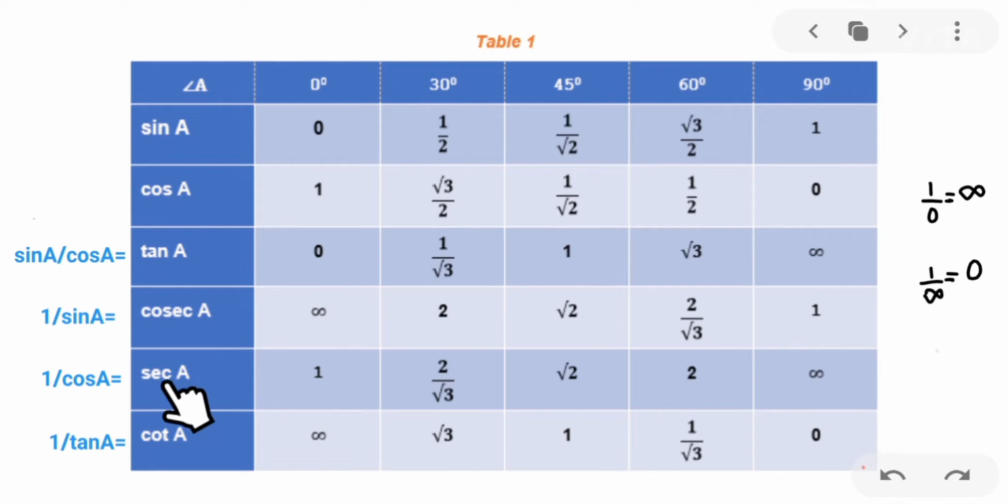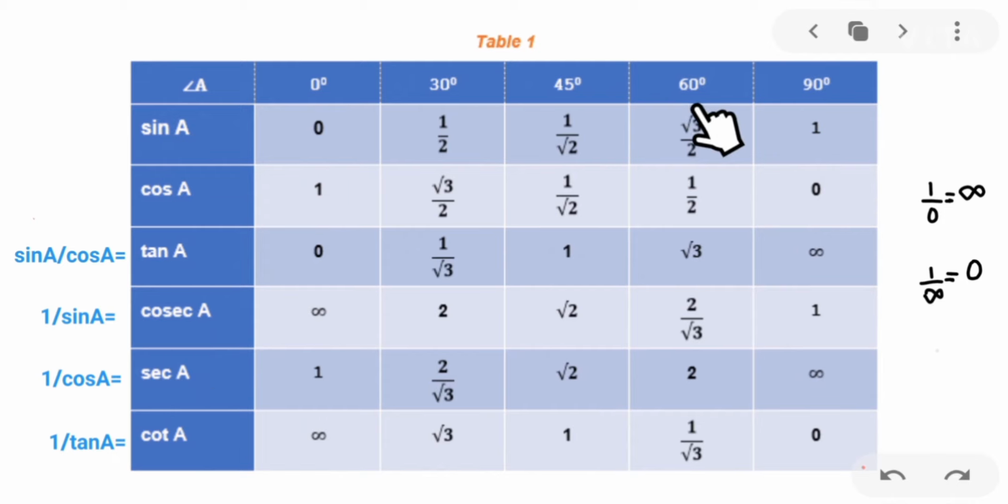And to obtain the sec value, sec is 1 by cos. Take the reciprocal of cos value. So sec 0 is reciprocal of 1, which is 1. Sec 30 is the reciprocal of root 3 by 2, that is 2 by root 3. And sec 45 is 1 by root 2, so it is root 2 by 1. So sec 45 is root 2 by 1.